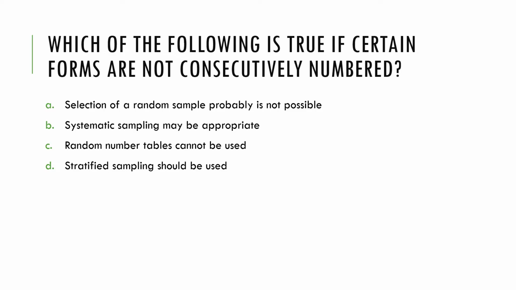So it's not D. In the case of A and C, which basically make a reference to simple random selection or random sampling, actually the truth is you may still use random sampling. You may still use random number tables. It's just going to be a little bit more challenging and also less efficient if the items are not pre-numbered or are not logically arranged. So therefore, in the case of the absence of pre-numbering, systematic sampling may be appropriate. So the answer is B.